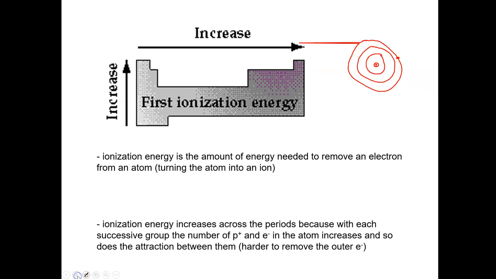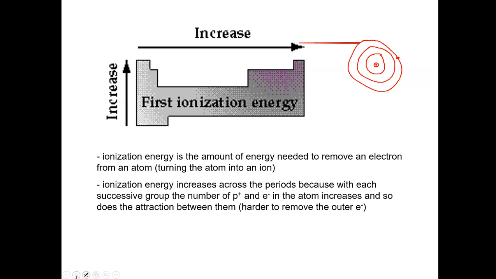Now, ionization energy, as you can see on the little chart here, it increases as you go across, and then it decreases as you go down. I always like to think of things going down the periodic table instead of up, like this shows. So as you go down, it decreases, and as you go across, it increases.